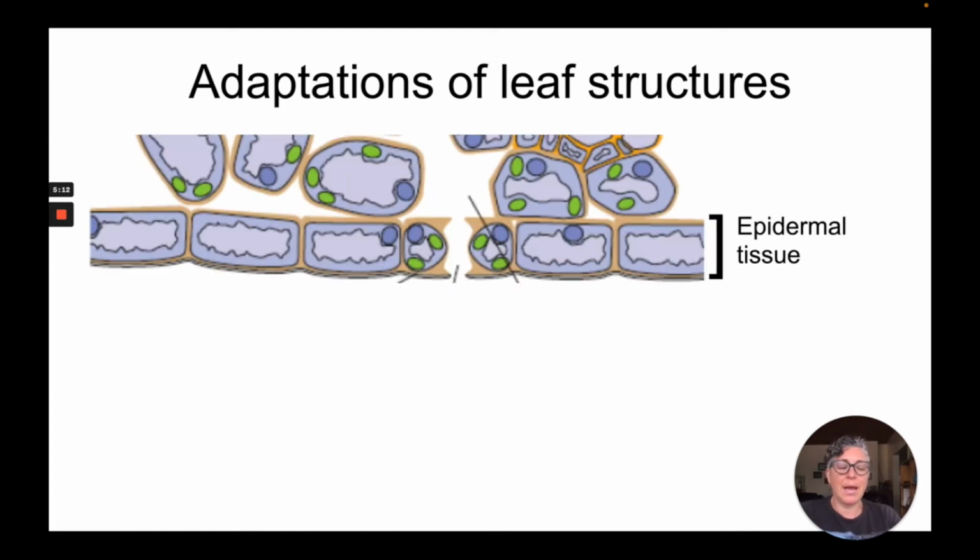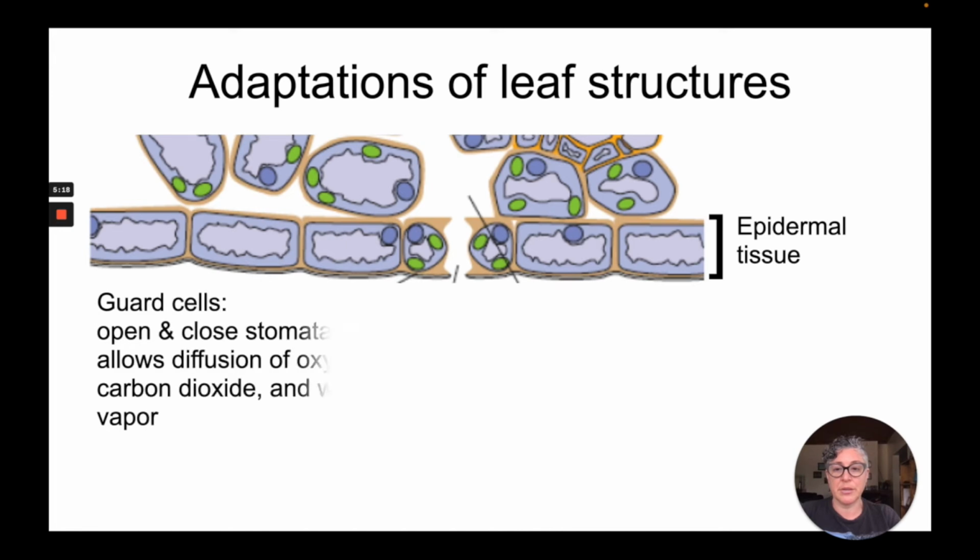And finally, we have the lower epidermal tissue of the leaf structure. So we do have a few things to consider here. First of all, we have pairs of guard cells. The guard cells open and close the stomata. They are going to allow diffusion of oxygen, carbon dioxide, and water vapor. And we'll talk about how that happens in just a minute.